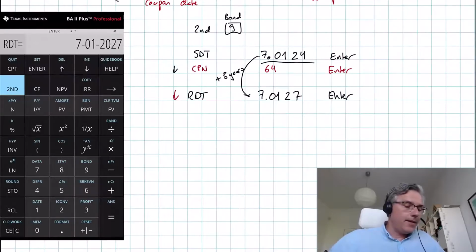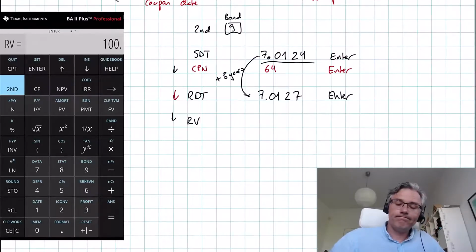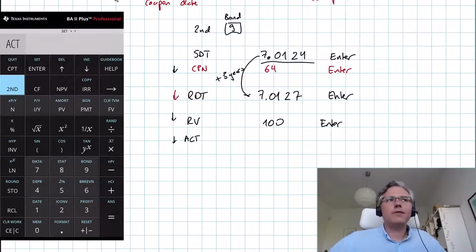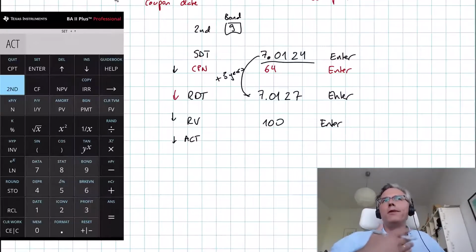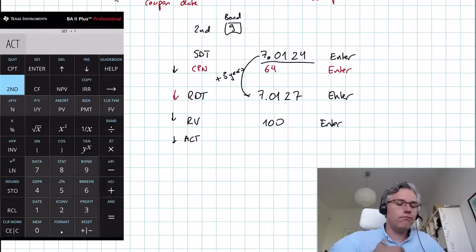Nice. Okay, if you press the down arrow again, you'll see RV, which is an assumed 100. If you don't see RV 100, just input 100, always followed by enter. Then it asks you for the convention it should use. It will really not matter whether it's counting actual number of days or assuming 360 days in the year. It will only matter if you're doing some computation in between coupon payments, where that convention is important.